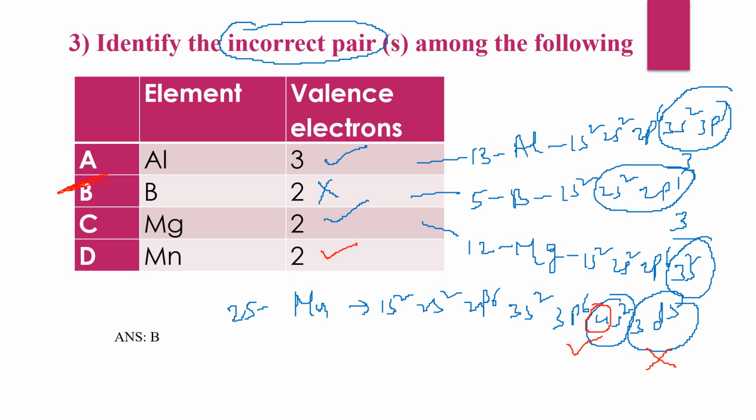Why? Incorrect. So you have to answer: A is the right answer, C is the right answer, D is the right answer. The incorrect statement is B, so B is the right answer.